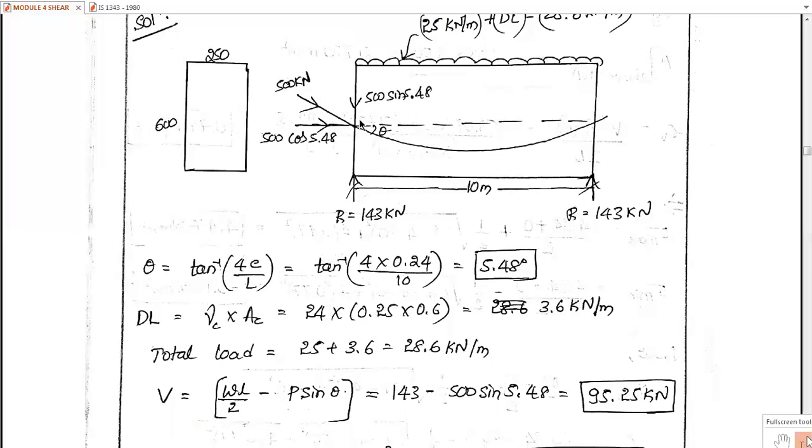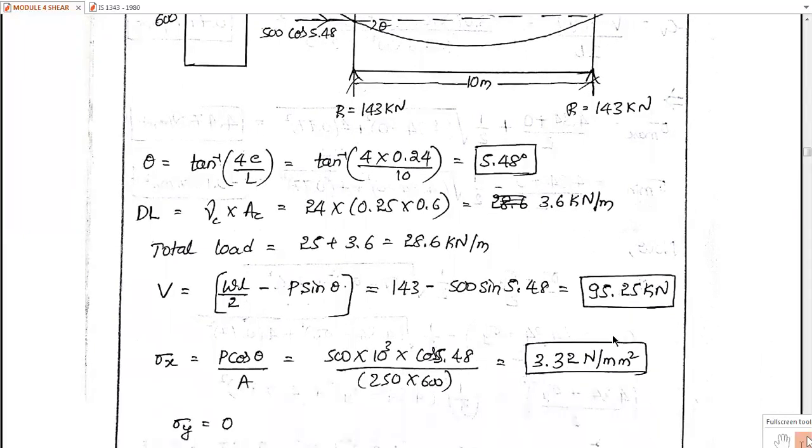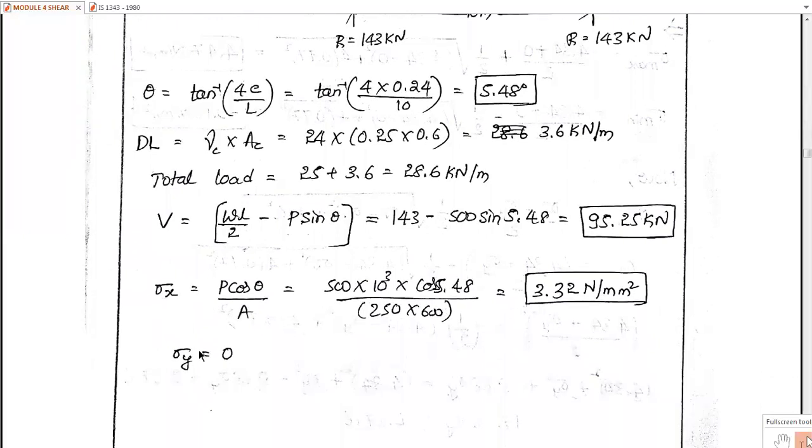This vertical component of the pre-stress in the cable we need to subtract here. WL by 2 minus P sin theta. 143, that is the reaction, minus P sin theta. We get the shear force at the section as 95.25 kilonewton.